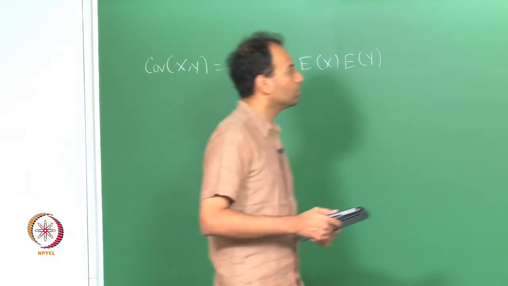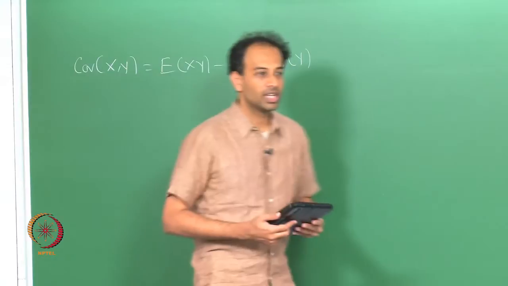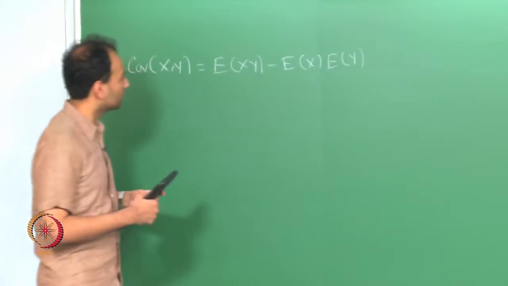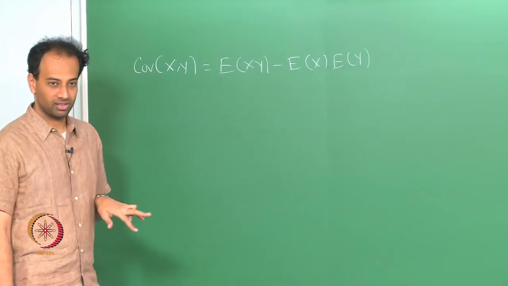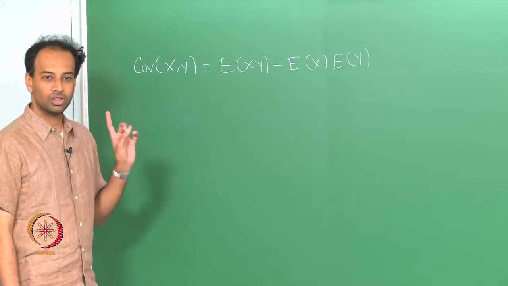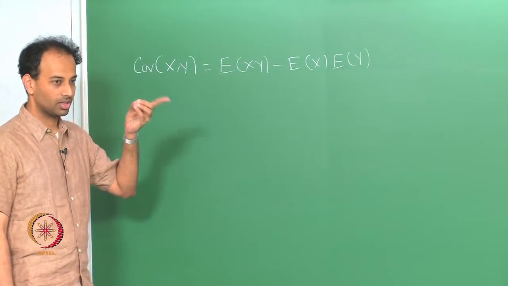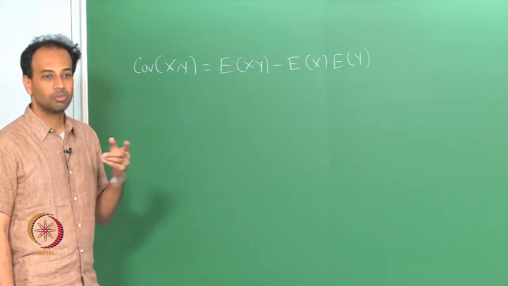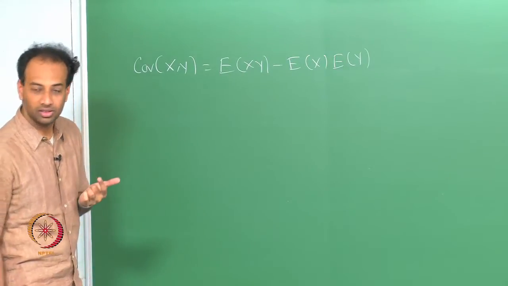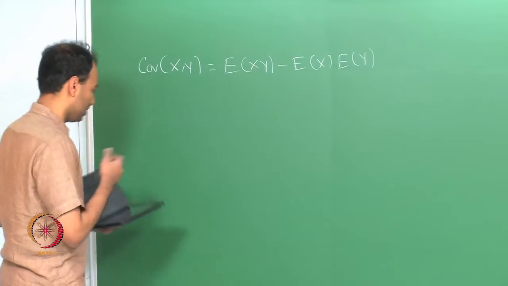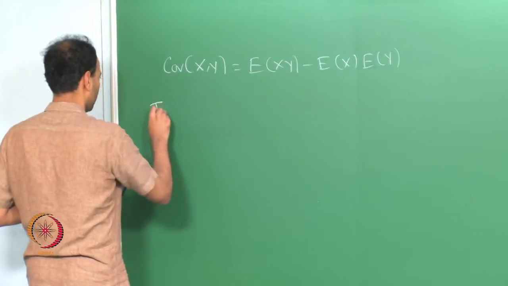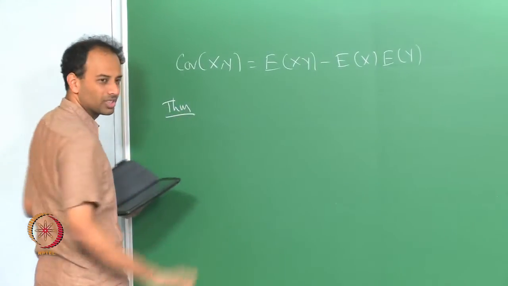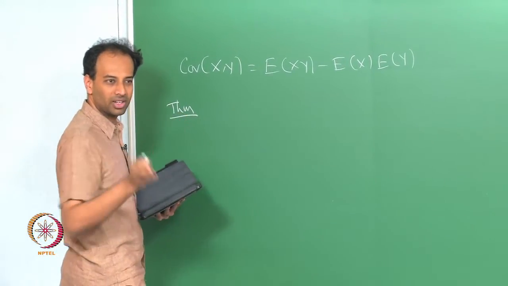And we were in the middle of proving a theorem which says that if X and Y are independent, then they are necessarily uncorrelated. But the converse of course is not true. We gave an example. Uncorrelated random variables may be dependent, they need not be independent. I think I did not state the theorem very precisely, so I will state it more precisely today. So, you take this statement rather than the previous one.